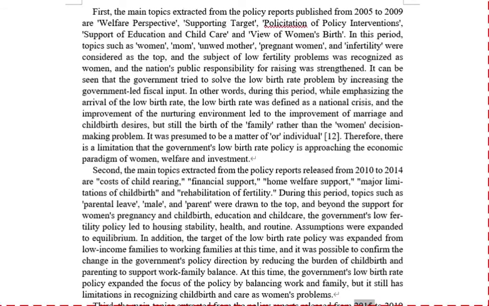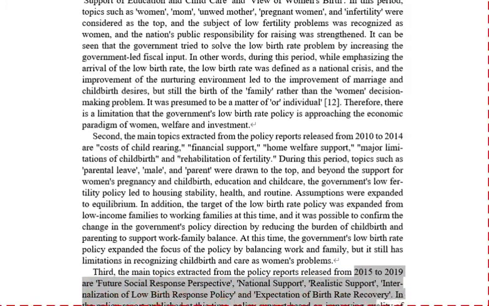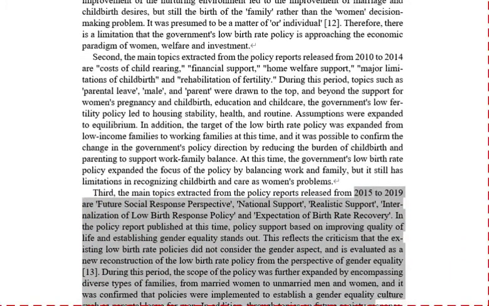In addition, the target of the low birth rate policy was expanded from low-income families to working families at this time, and it was possible to confirm the change in the government's policy direction by reducing the burden of childbirth and pretending to support work-family balance. At this time, the government's low birth rate policy expanded for the purpose of balancing work and family, but it still has limitations in recognizing childbirth and care as a women's problem.